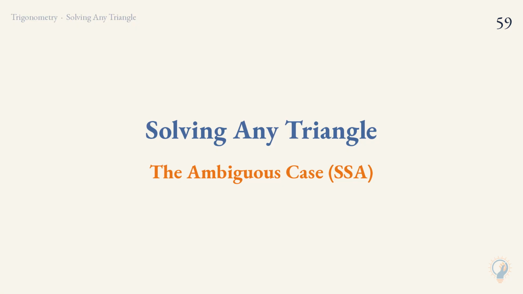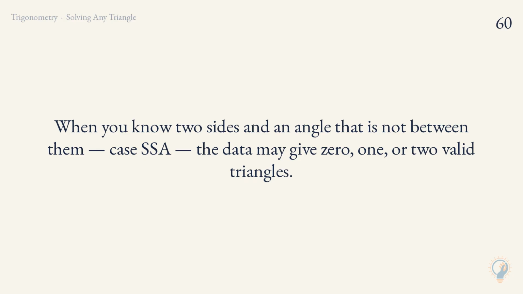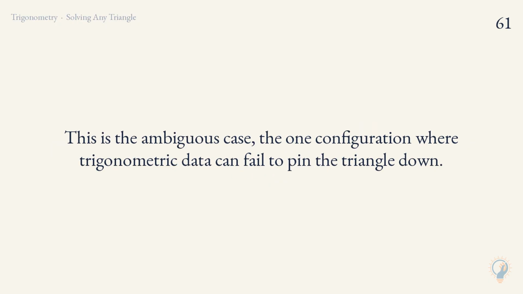The ambiguous case, side-side-angle. When you know two sides and an angle that is not between them, case side-side-angle, the data may give 0, 1, or 2 valid triangles. This is the ambiguous case, the one configuration where trigonometric data can fail to pin the triangle down.